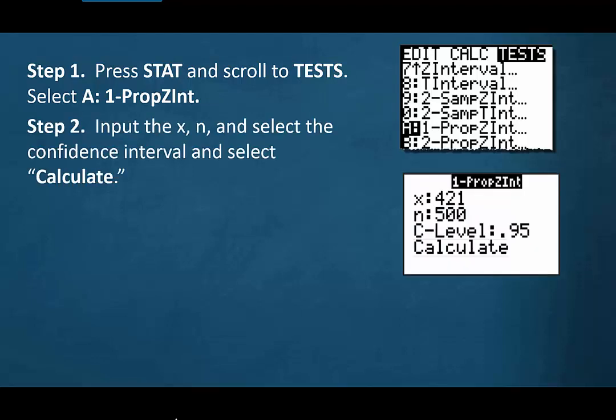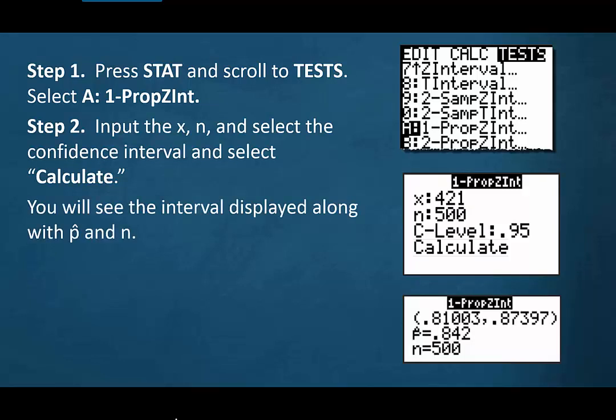Step 2, we're going to put in our x and our n, and then we select the confidence level and select Calculate. So we're going to see the interval displayed, and it also gives you the p hat and the n. I like that in case I didn't put it in right, or sometimes they don't actually give you x and n. They may give you a percent, and you actually have to take that. So it's nice that you can see what p hat is.